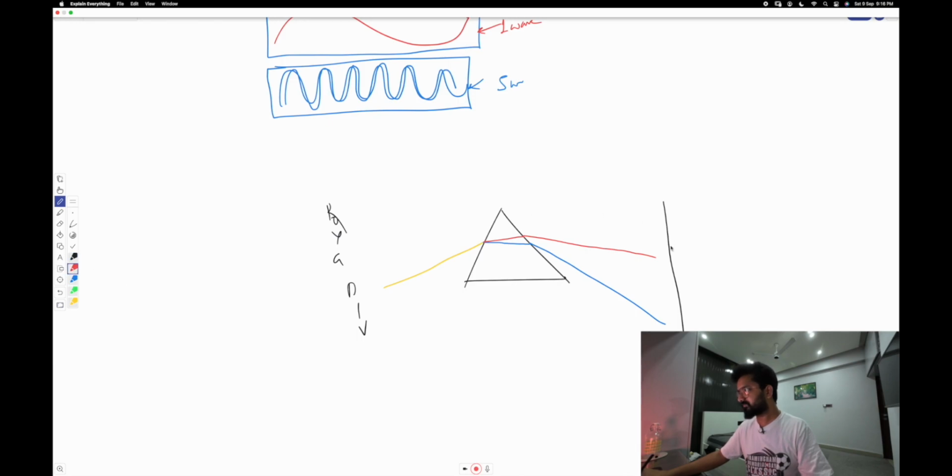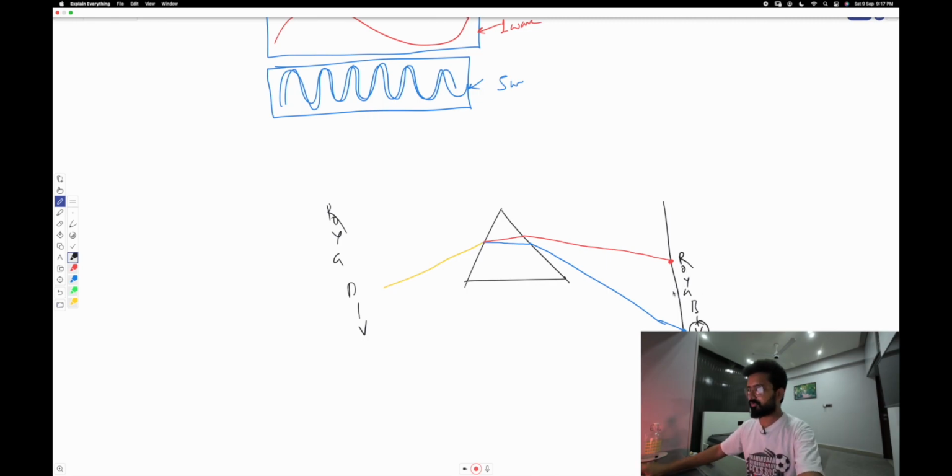spot and a violet spot in this position. Sir, that's violet and that's red, but what about the remaining colors? They all lie between them. V, I, B, G, Y, O, R. So that's the order. So make it simple that the violet bends the most, that's why it's always at the bottom. Red bends the least, that's why it's always at the top.